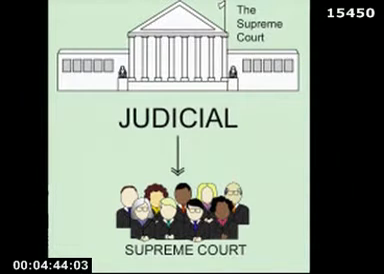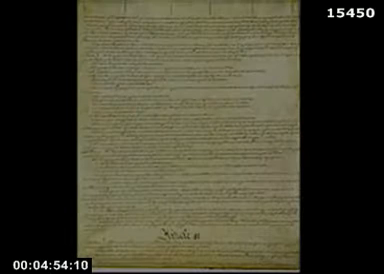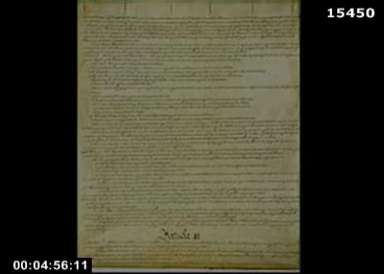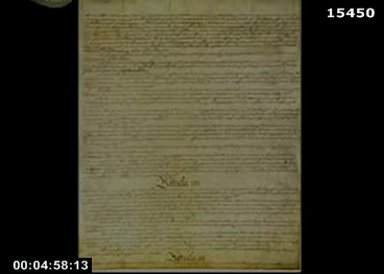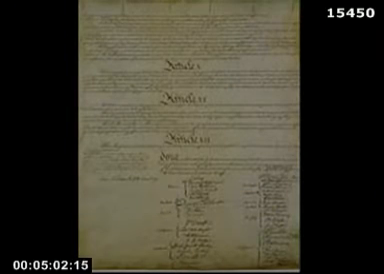Besides providing for the organization of these branches, the Constitution also outlines the powers each branch may exercise and reserves numerous rights for the individual states. But let us go back a little and see what went into the making of the American Constitution.